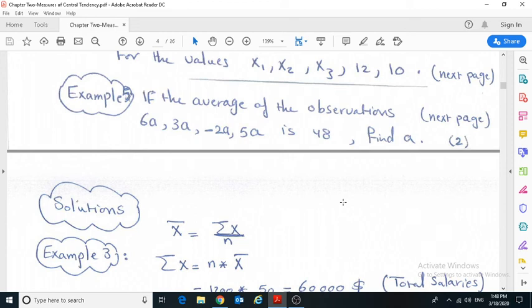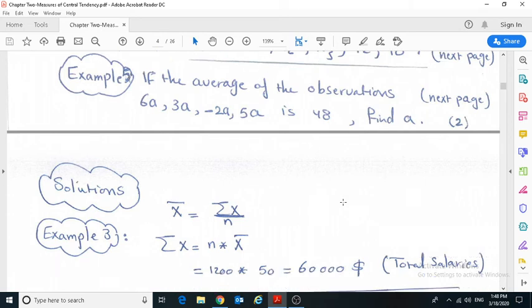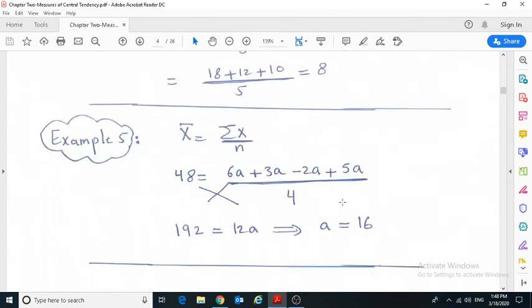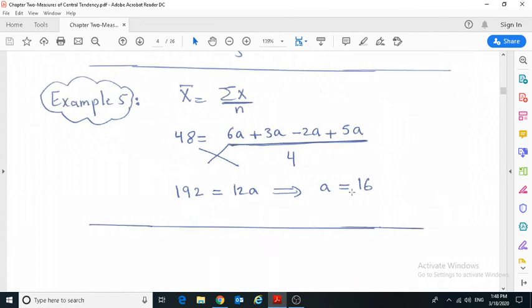For example 5, if the average of the observations 6a, 3a, minus 2a, 5a is 48, find a. Solution: we add these 4 numbers. 6a plus 3a minus 2a plus 5a, divided by 4, is equal to 48. By cross multiplication, 48 multiplied by 4 is 192, which is equal to 12a. Divide both sides by 12, and the value of a will be 16.